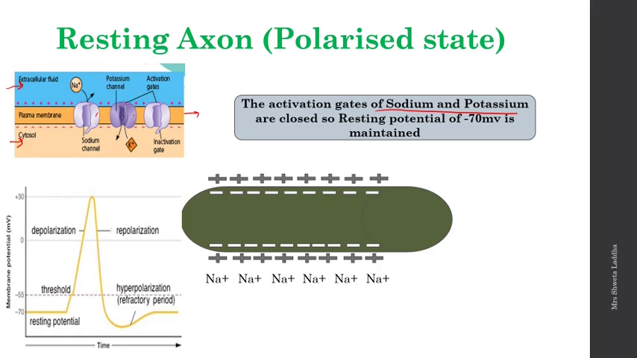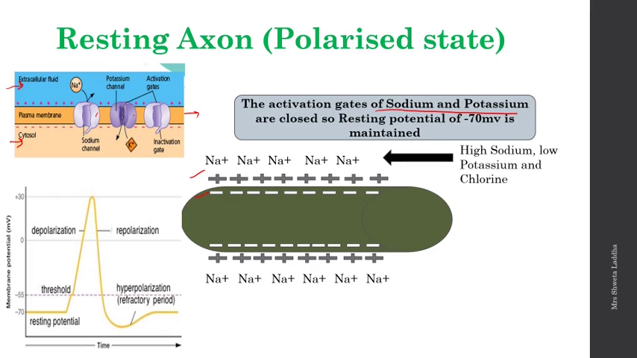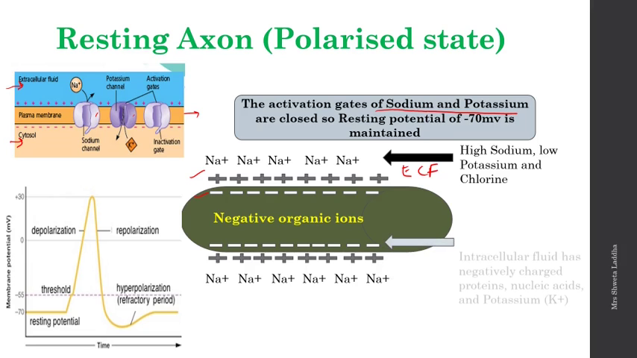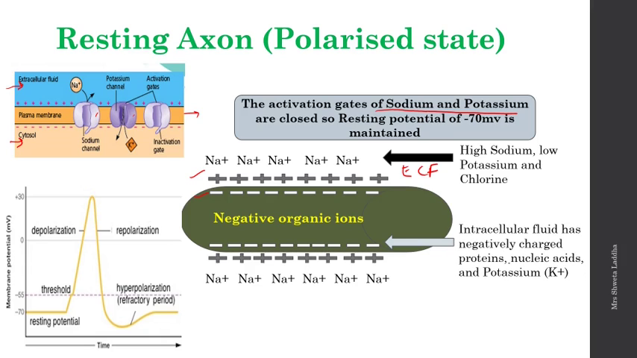As these gates are closed, the extracellular fluid has a positive charge. Intracellular fluid has a negative charge. You can see in the picture, outside there is high sodium, low potassium, low chlorine, therefore positively charged. ECF is positively charged extracellular fluid. But inside there are negative ionic organic ions. They have a lot of proteins, few nucleic acids, and a lot of potassium, but these proteins give them negative charges. So this potential is nothing but the resting potential.